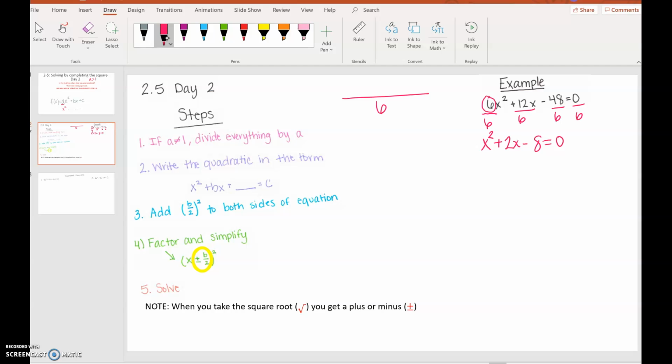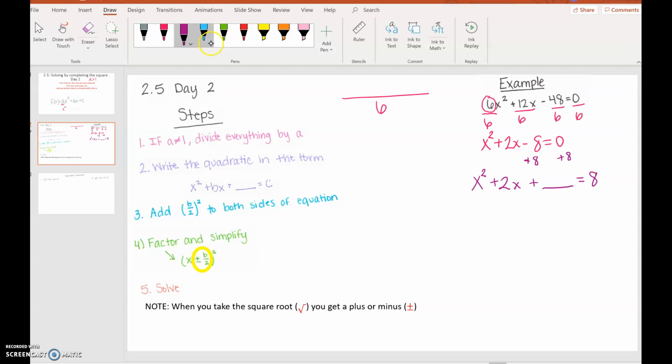Step 2, write the quadratic in the form where we have x squared plus bx plus a blank space equals c. So we're going to add 8 to both sides to get it in x squared plus 2x plus our blank space that we'll fill in the next step, and then 0 plus 8 would just be 8.